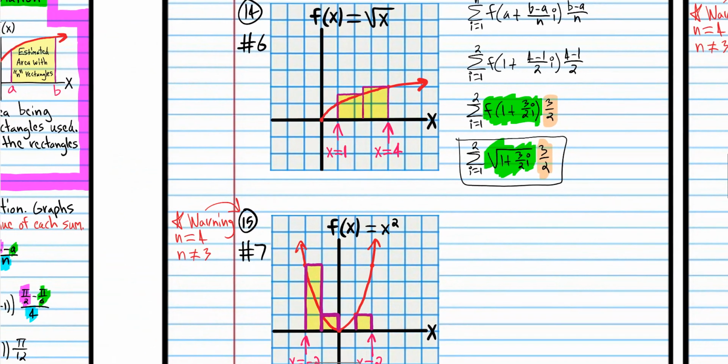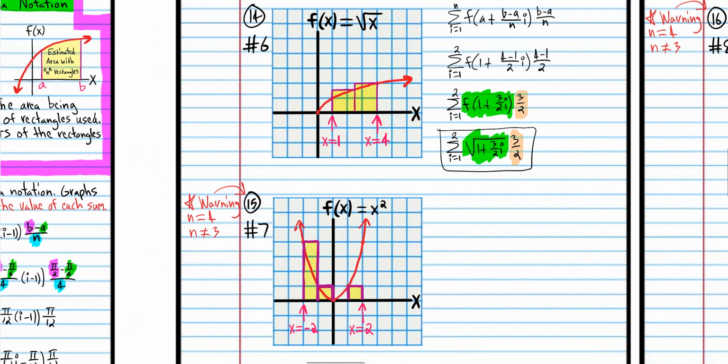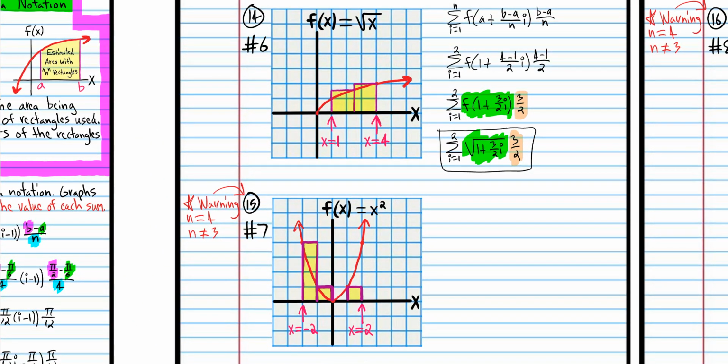Okay, I want you to use number 14 to help you do number 15. Now, please be aware that one of these rectangles is a ghost. It's not there. But it's very important to understand that you still have to use 4 for n. If you use 3, then you're going to get the wrong answer. That's just the nature of that formula that we're using. So go ahead and try number 15, and when you come back, we'll do it together.